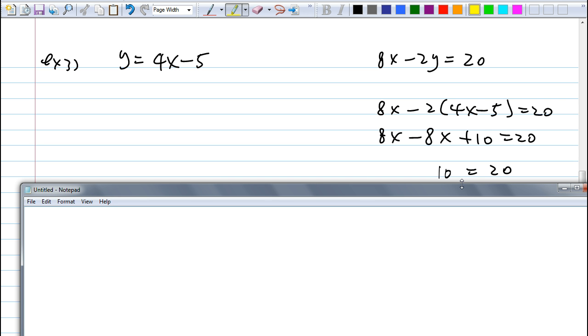By the way, what does 1 equal? 1. It doesn't equal 2. What does 10 equal? 10. It doesn't equal 20, does it? So what does this mean?